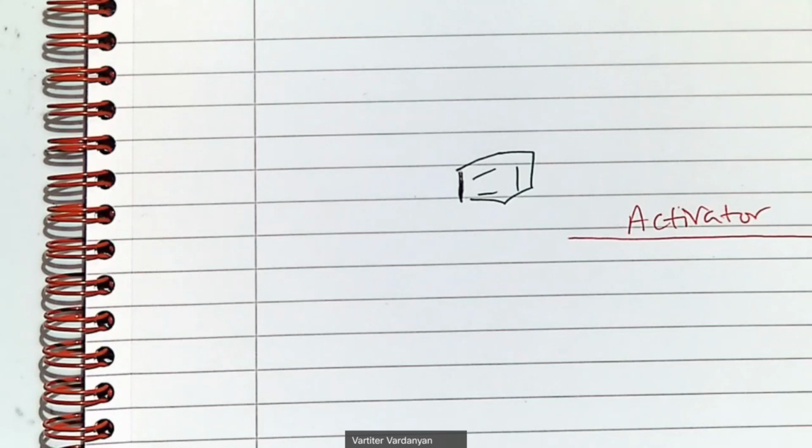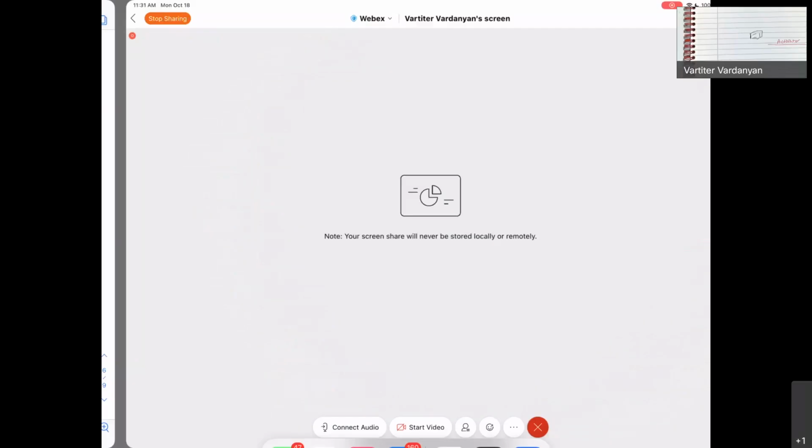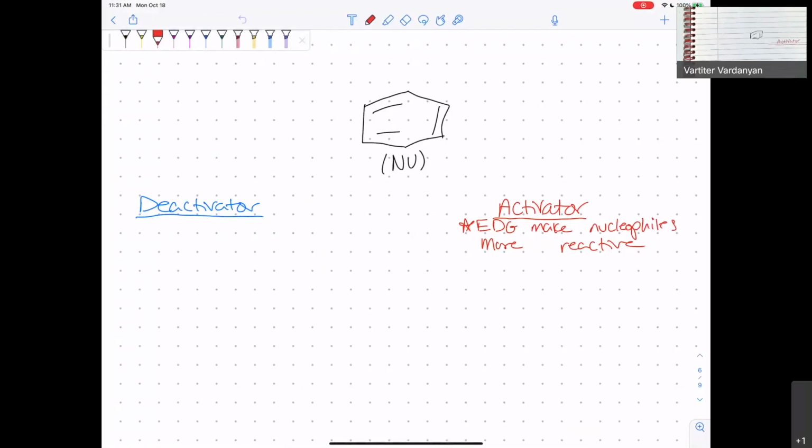Okay. Let's talk activators, right, guys? So activators, the best activators we have are ones that have lone pairs, because lone pairs donate right into the nucleophile. And what are some lone pairs that we know about? OH, cool, and the other. Okay.